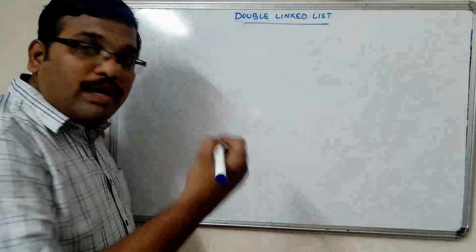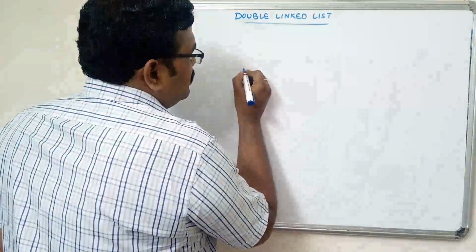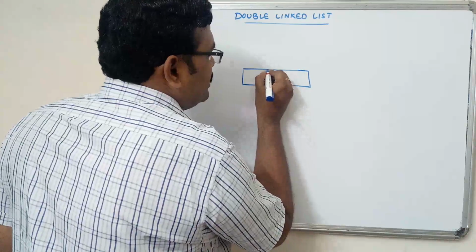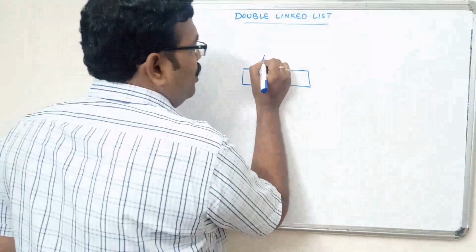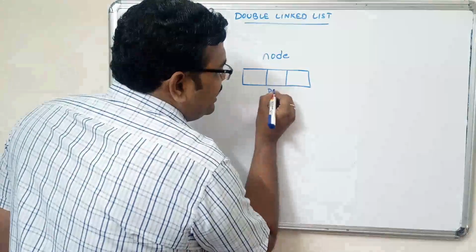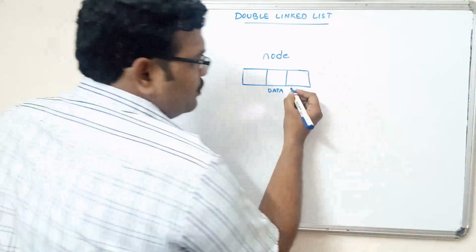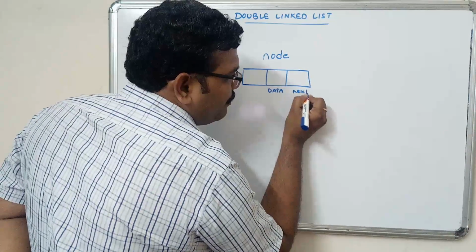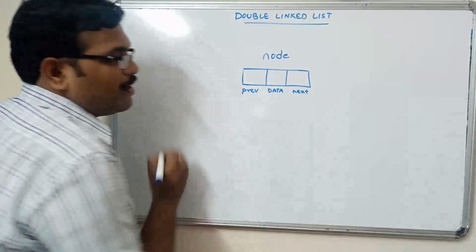So how to represent a node in a double linked list? A representation of a node in a double linked list is this one. It is a node which consists of three compartments. The middle one is the data. The rightmost one is the next, and the leftmost one is the previous.